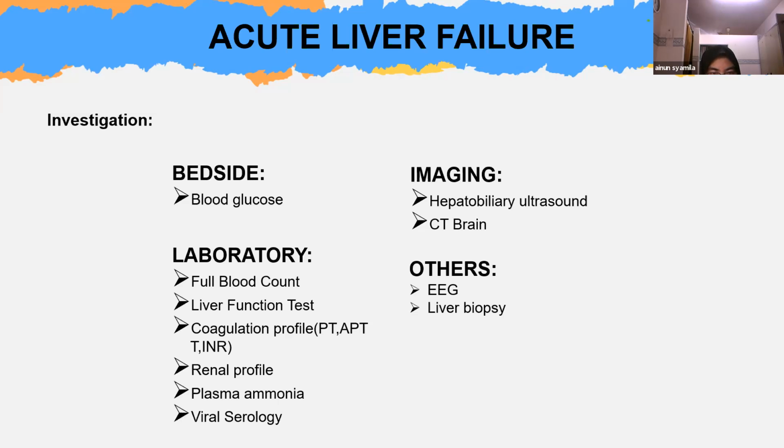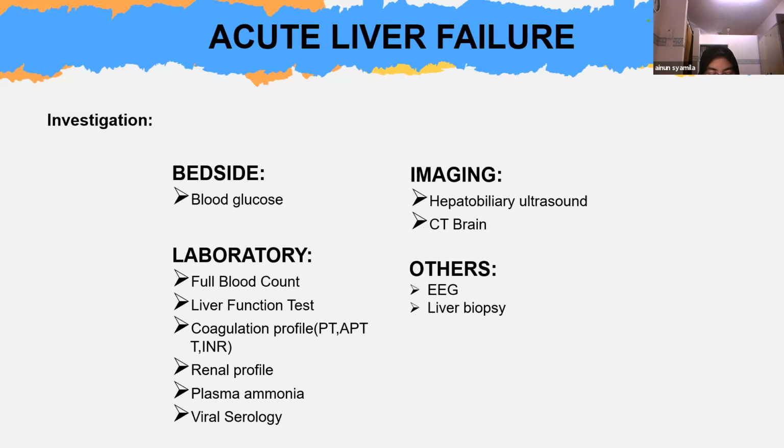We can also do plasma ammonia and also virus serology such as hepatitis A IgM and hepatitis B surface antigen. Okay, next for the imaging, we can do ultrasound of the liver to check for any ascites, any flow of the hepatic vessel, and check for the portal veins.